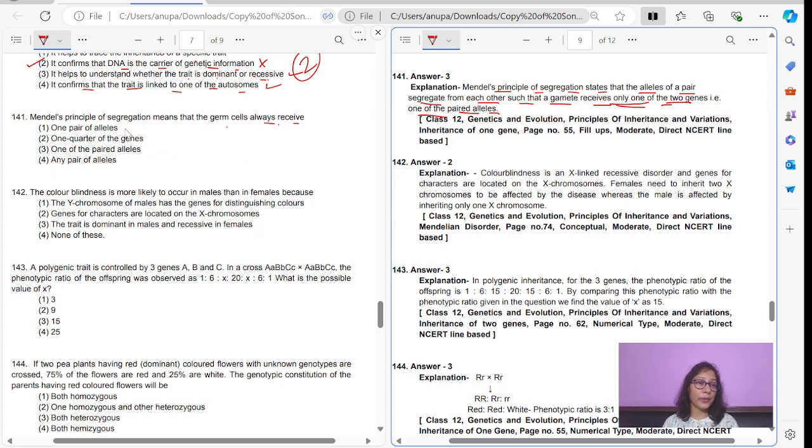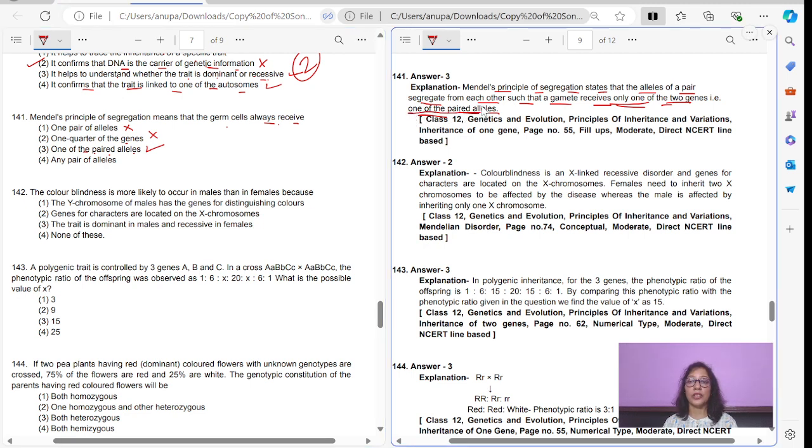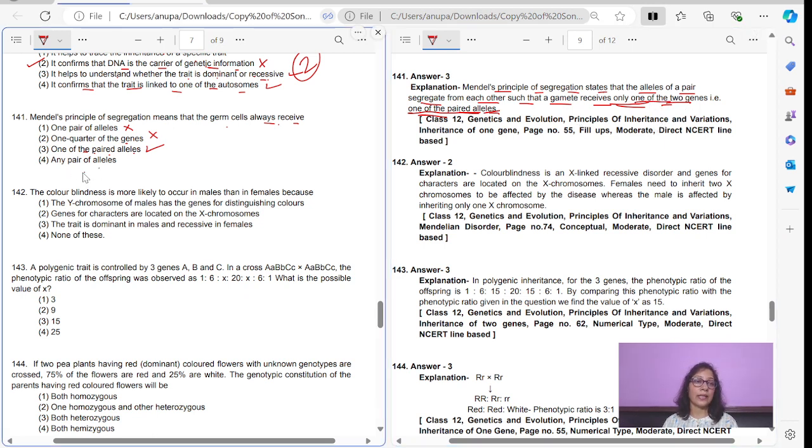The options are one pair of alleles, this is wrong. One quarter of the genes, this is also wrong. Third option is one of the paired alleles, this is right. Here we have mentioned that it receives one of the paired alleles, or only one of the two genes. And the fourth option is any pair of alleles. This is also wrong. So the right answer for this question will be option number 3.